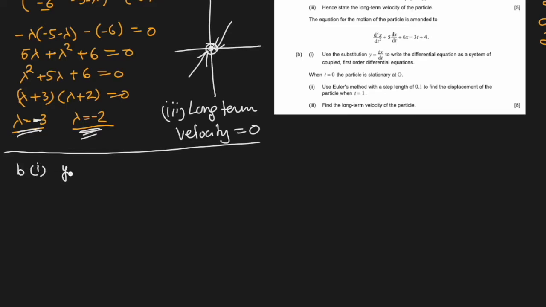So they're saying y is equal to dx over dt. That means d square x over dt square, the second derivative of this, will be the same as dy over dt. Correct? So the first part, d square x, gives the new differential equation.